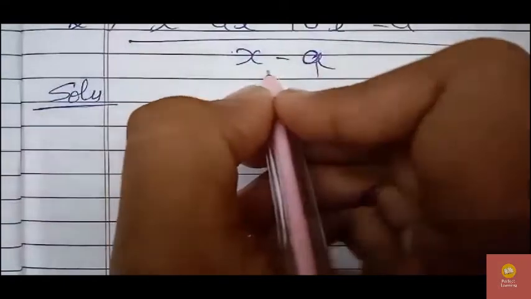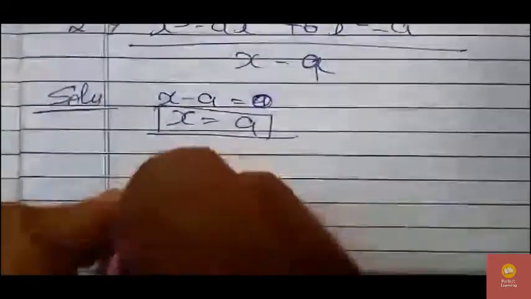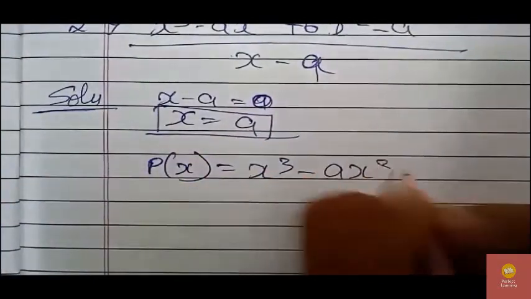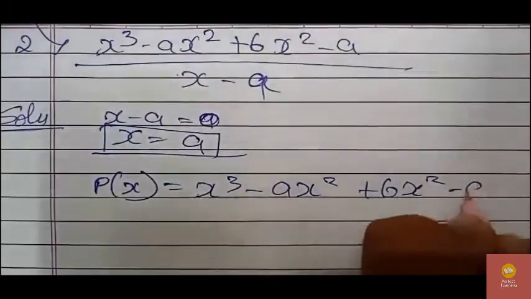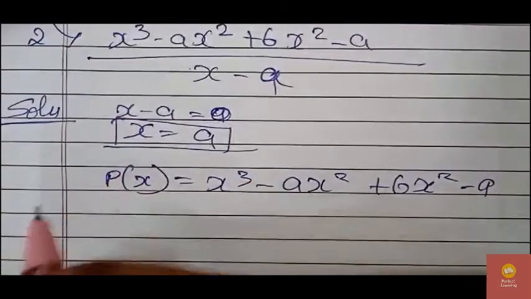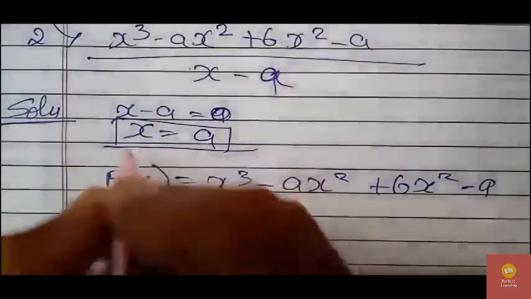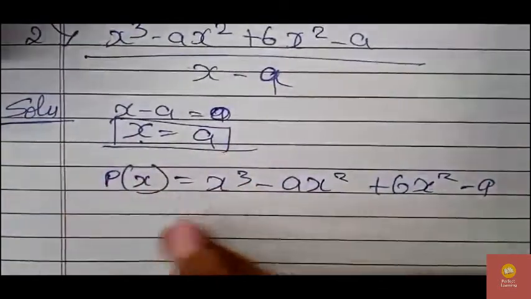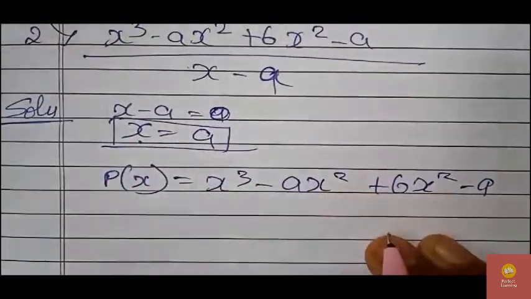Let x minus a be equal to 0, so x is equal to a. The value of x is a. P of x is equal to x cube minus ax square plus 6x square minus a. Now further solve it. We got x is equal to a, so wherever x is present, we have to put the value a.